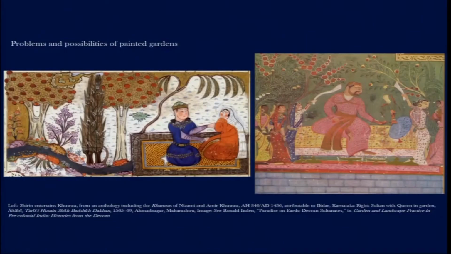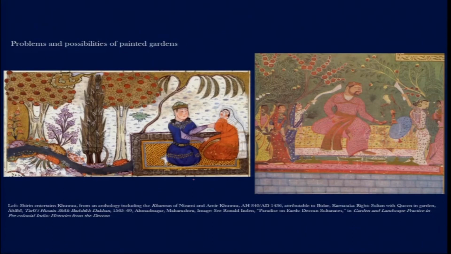So for example, here we find two representations of different kinds of gardens. In the first one we find a representation of Shireen and Khusro, which comes from the Khamsas of Nizami and Amir Khusro. This one was perhaps painted in Bidar in the mid 15th century, so one of the earliest paintings that we find that was obtained from the Bidar fort or the Bidar area.